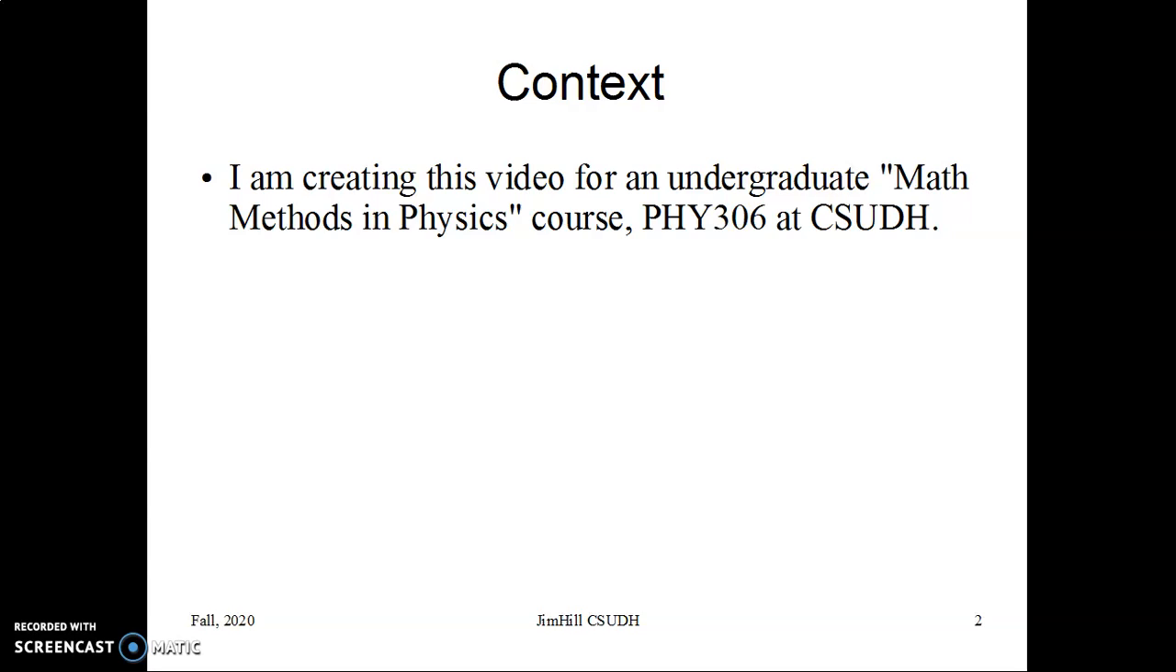Again, I'm creating this for a particular course, a very standard course of the physics curriculum called Math Methods in Physics, or something similar everywhere. On my campus, Cal State Dominguez Hills, it's Physics 306.